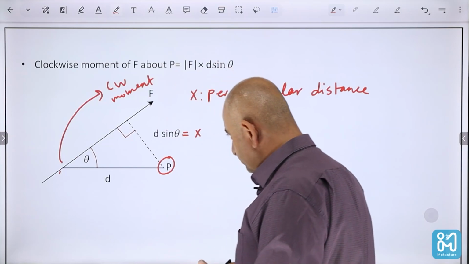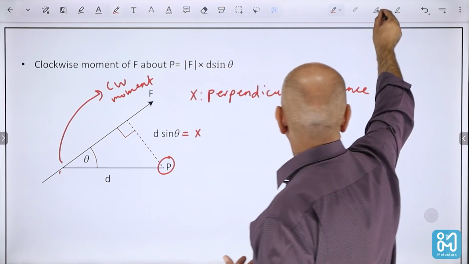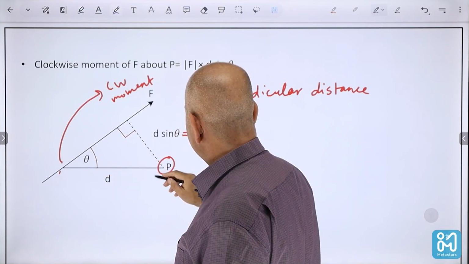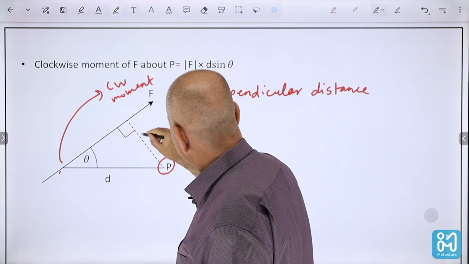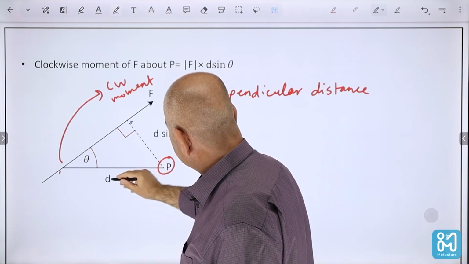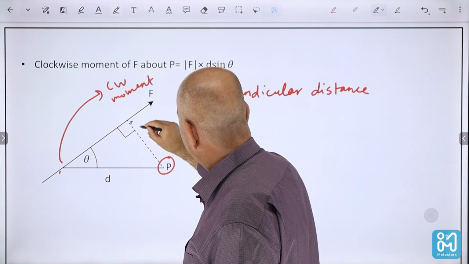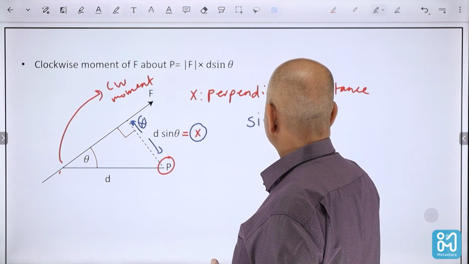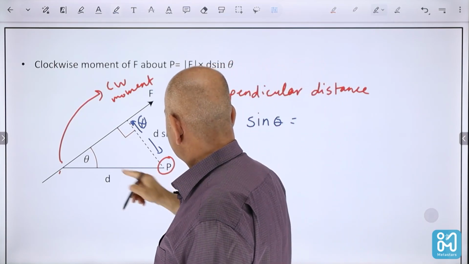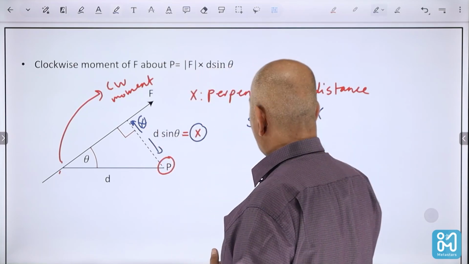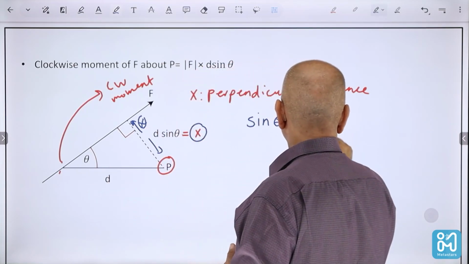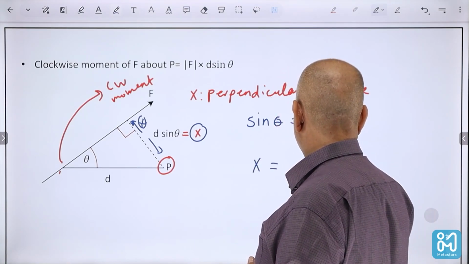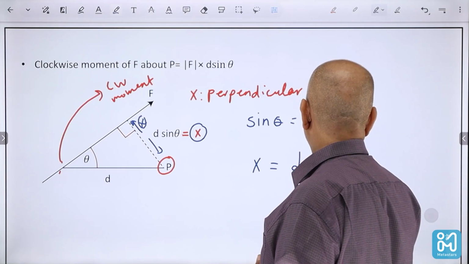If you use right triangle trigonometry, then let's do sine of theta, because sine of theta will give you what? X. This is X over here. X over what? D. So we are calling this X over here. So we'll do sine of theta equals, this is theta, opposite, which is X, over hypotenuse, which is D, right? So that means X, which is the perpendicular distance, equals D sine of theta.